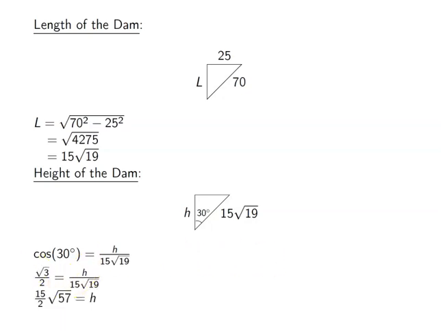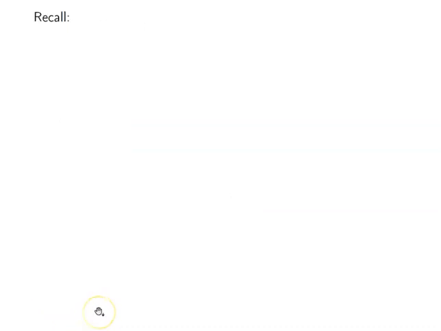Okay, so here we go. Root 3 over 2 is equal to this h over 15 root 19. I need to find h. That's what I'm looking for. So really all I have to do is multiply both sides by 15 root 19. And I get 15 over 2 root 57. So 3 times 19 is 57. 3 and 19 are prime, so I know 57 is prime. And then this 15 is over the 2. So now I know what my value of h is.